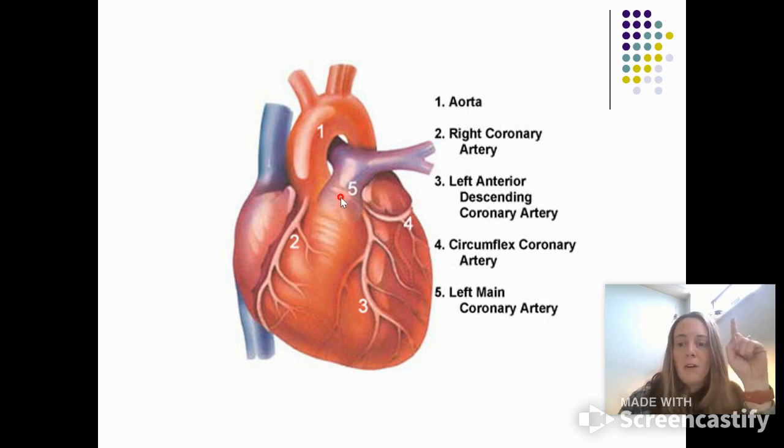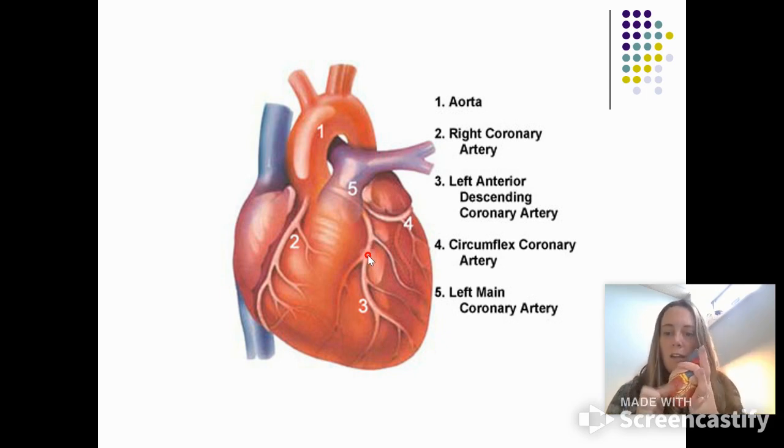If the left main coronary artery becomes blocked, you actually have the LAD that is blocked and the circumflex that is blocked. The left anterior descending artery feeds blood to the entire left side of the heart.